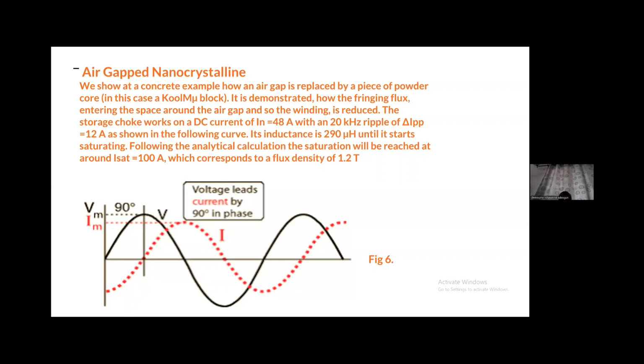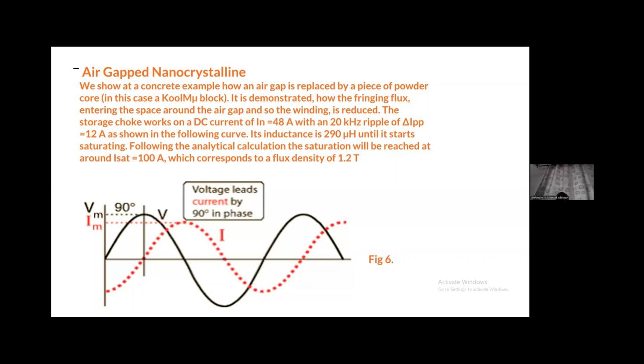We show a concrete example of how an air gap is replaced by a piece of powder material, in this case a Kool Mu block. It is demonstrated how the fringing flux that is entering the space around the air gap, and so the winding, is reduced.